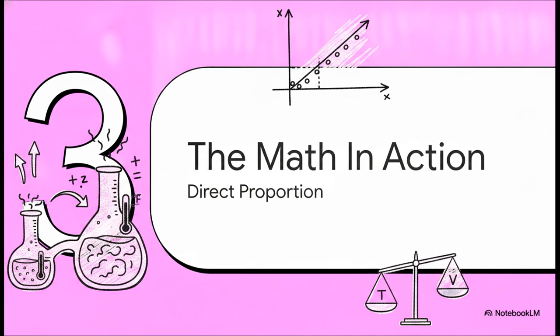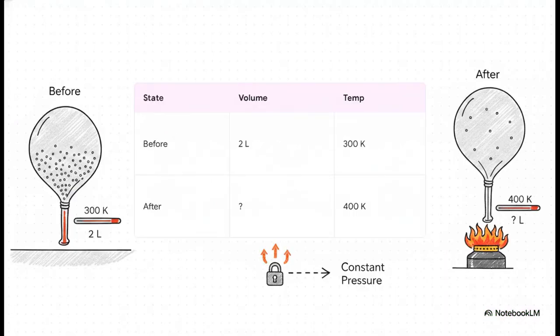Let's move on to Section 3, the math in action. Let's run some numbers to see how this works in reality. Imagine we have a completely sealed, flexible container of gas. In our before state, the gas is currently taking up exactly 2 liters of volume, and it's sitting at an absolute temperature of 300 Kelvin. Now, let's say we fire up a burner and heat this gas up. In our after state, the temperature hits 400 Kelvin. We are keeping the pressure perfectly constant the whole time.